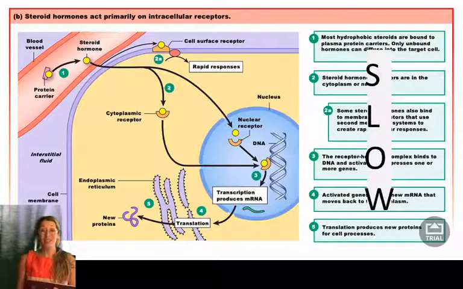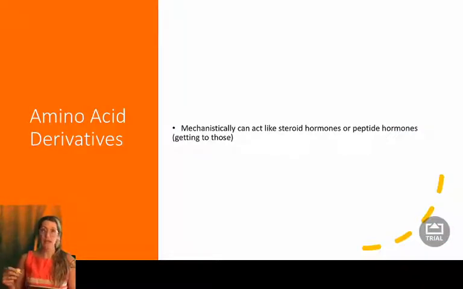So as you might imagine, this process is rather slow. When a steroid hormone is released into the blood, it takes time for there to be a result. Okay, next class is amino acid derivatives.